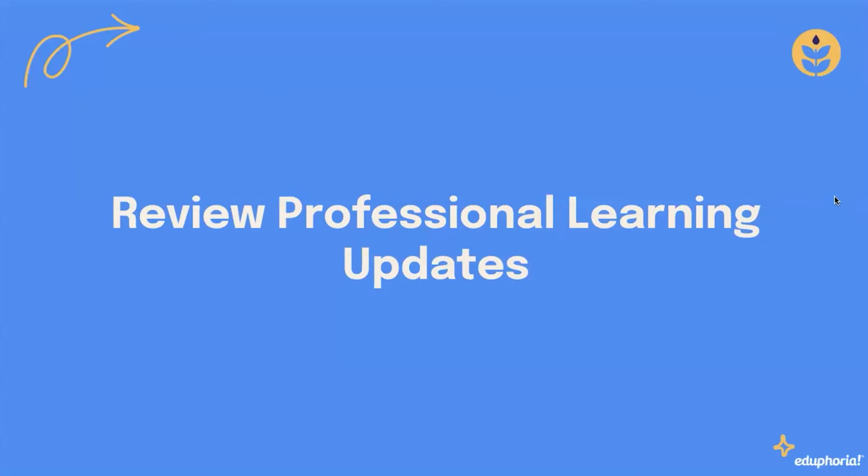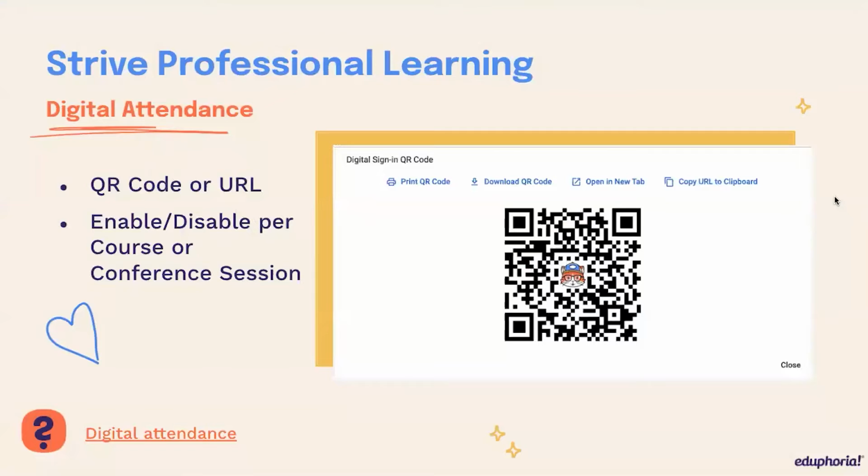Okay, so let's review some professional learning updates. Now, these didn't happen this spring, but these actually happened last fall, and we did talk about them. But because we're coming up on the summer professional learning, there's a lot of PD going on. So I just wanted to remind you guys of a really cool feature that we implemented last fall, and that is our digital attendance. So you can actually now capture your attendance through QR code or even a URL. You can enable it per course or even conferences.